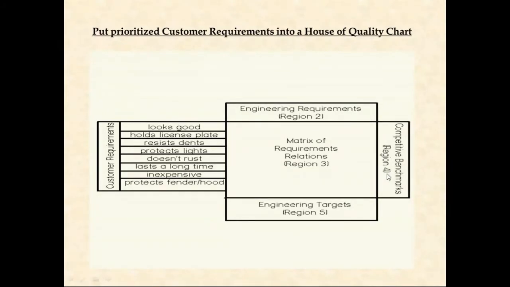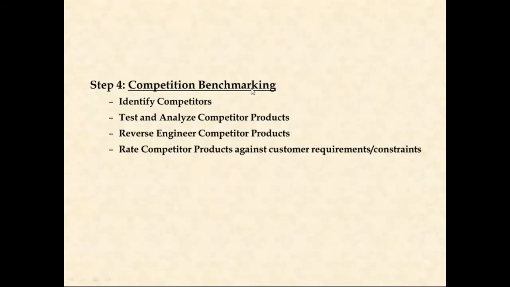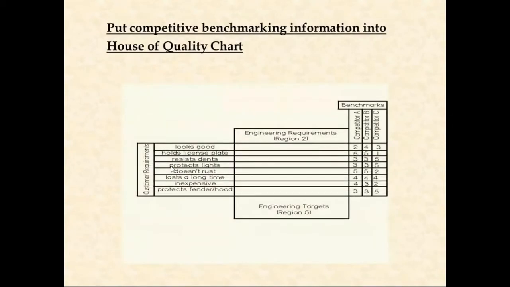Next, I will take the requirements. So competition benchmarking will be done by identifying the competitors, then testing and analyzing the competitor products, then reverse engineering the competitor products, then rating the competitor products against the customer requirements or constraints. Based on these 4 points, I'll be further developing the competitor benchmarking. So based on that, I have developed the competitive benchmarks for competitor 1, competitor 2, and competitor 3, and have marked these ones.